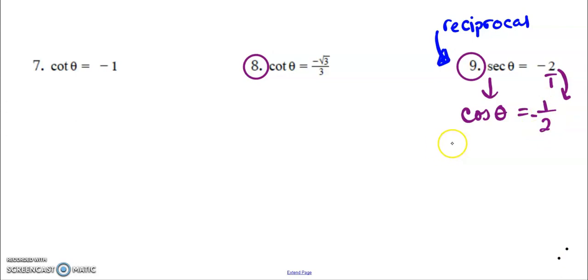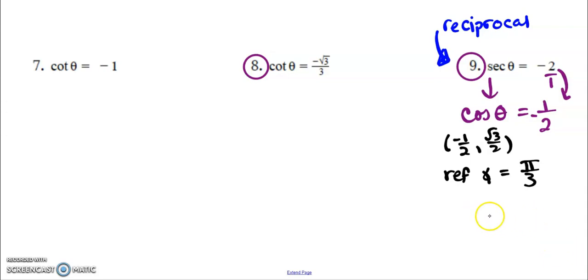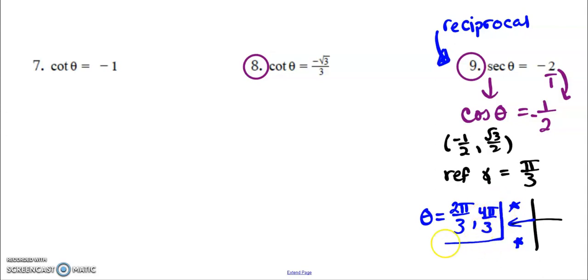And now I can figure out this question. Again, I need to figure out the reference angle. So I'm looking for something that has an x value that's smaller. That's going to be my reference of pi over 3, that family. And then because this cosine is negative, I'm not looking at the first quadrant because everything's positive there, but the second and third quadrants. That's where x is negative, right? So that means my theta is going to be some pi over 3 related angles, specifically 2 pi over 3 and 4 pi over 3.